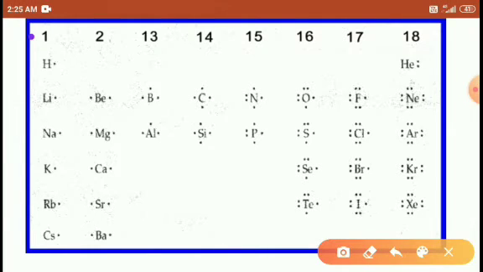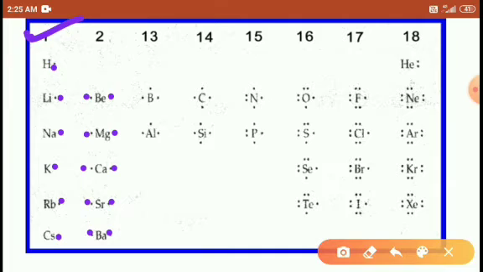This is group 1. The group 1 elements have only one valence electron: hydrogen 1, lithium 1, sodium 1, potassium 1, rubidium 1, cesium 1. Only one valence electron is present here. Group 2 has two valence electrons: beryllium 2, magnesium 2, calcium 2, strontium 2, and barium 2.